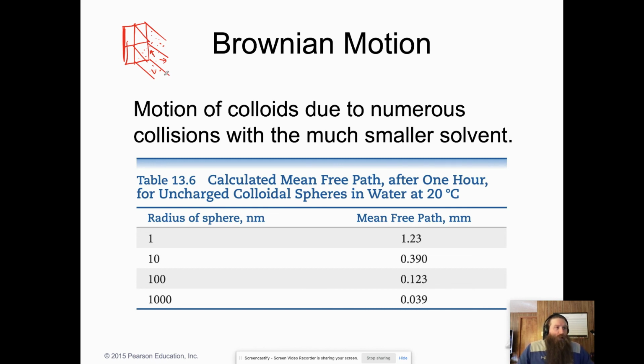I know his last name was Brown, obviously. I think he was studying pollen. I think he thought pollen was alive because it wiggled in the water, but what was actually happening was the water molecules were bumping into the pollen. So that's something that we see in colloidal environments.